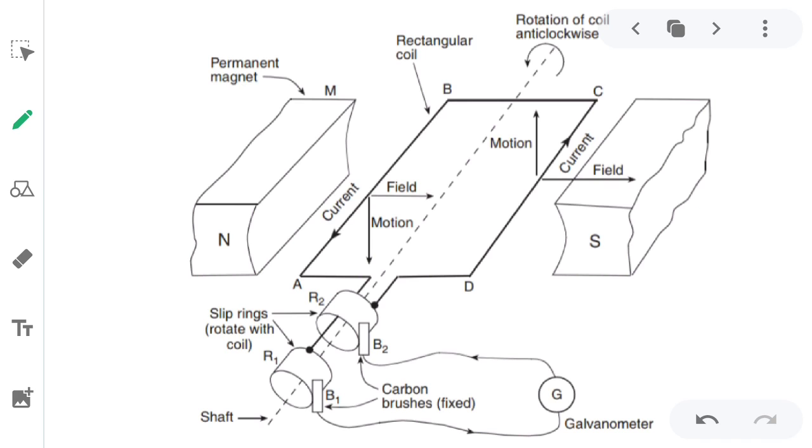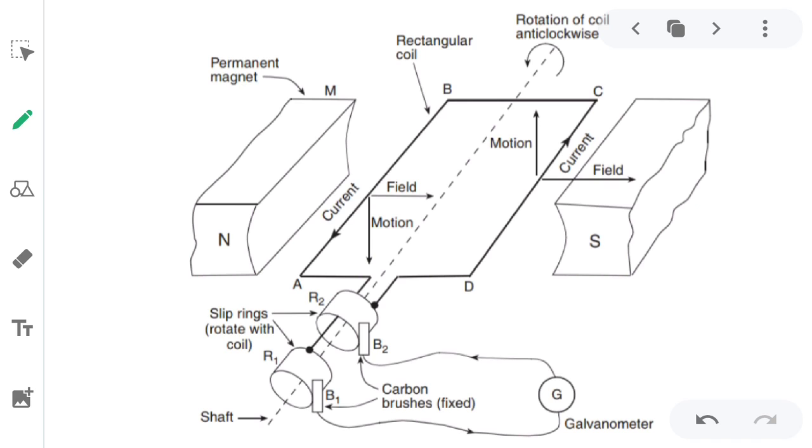Okay, and then that induced current comes to these two slip rings, where with the help of carbon brushes we take out that current. We can save that current into a battery, or we can transfer it through the transformer. Here in this picture you can see the galvanometer is given. This galvanometer just shows that the current is induced in the conductor. Okay, so that is how the electric generator works.